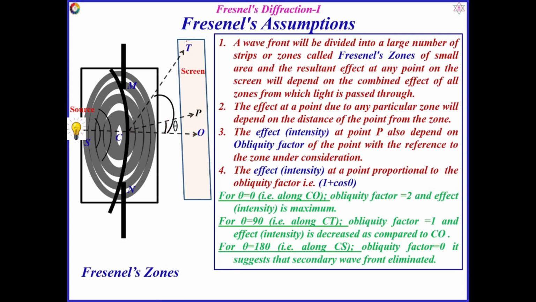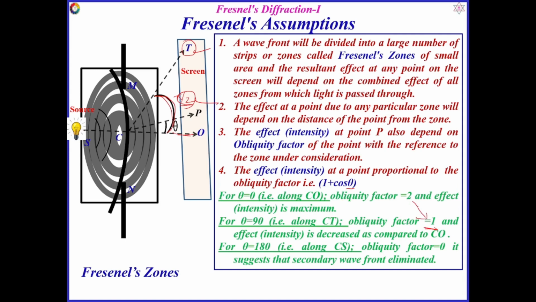Now we are going to consider another point T from the horizontal. Let the angle be pi by 2. So from the first half period zone, if light travels to T, let it create a pi by 2 angle with the horizontal. Here you can see that for pi by 2, cos pi by 2 will be 0. So the obliquity factor will be 1.